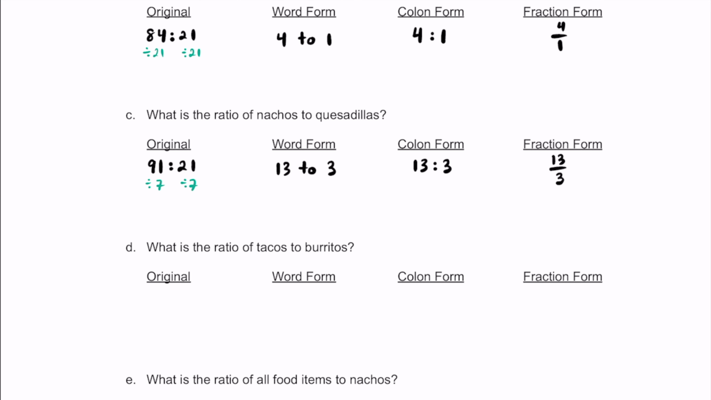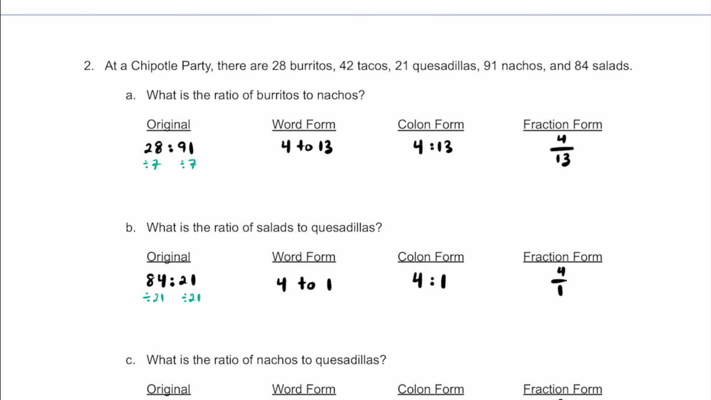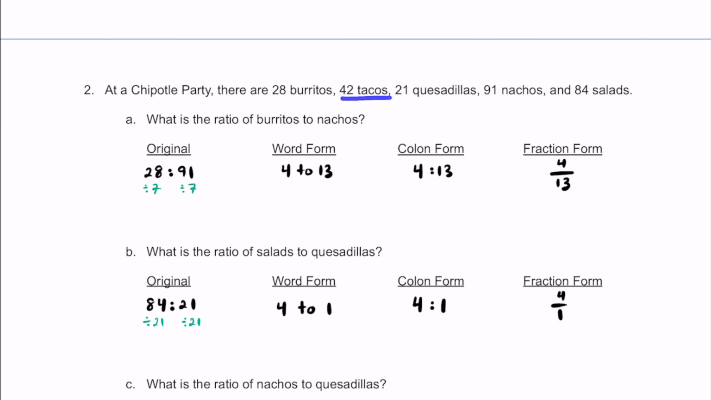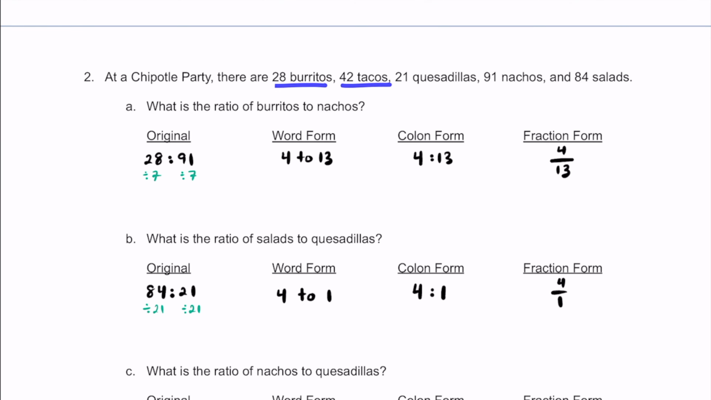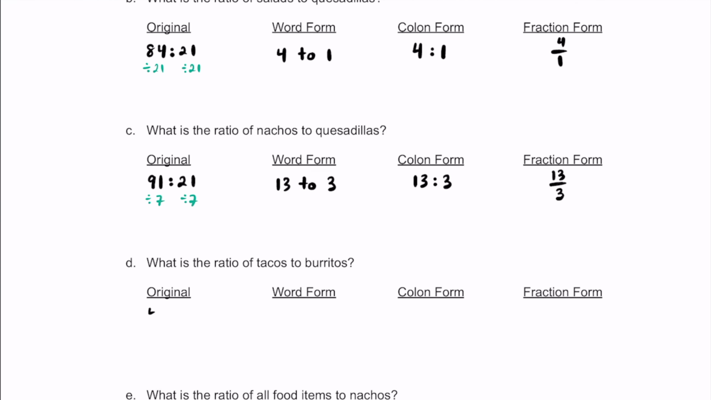Alrighty, let's go on to D. For D, we have the ratio of tacos to burritos. Let's see, how many tacos were there? 42 tacos and 28 burritos, so 42 to 28. Let's go ahead and write that as 42 to 28. What's their GCF? Well, again, you can play around with it, but I believe it's going to be 14. You can divide these both by 14. 42 divided by 14 is going to be 3, and then 28 divided by 14 is going to be 2. So we have a 3 to 2 ratio, or a 3 to 2 ratio in colon form, or a 3 to 2 ratio of tacos to burritos in fraction form.